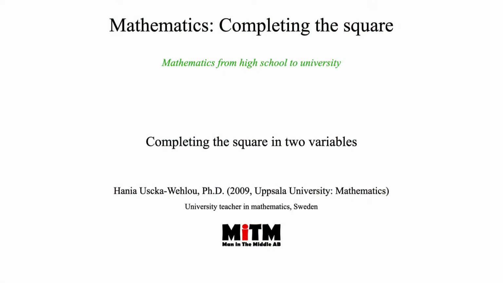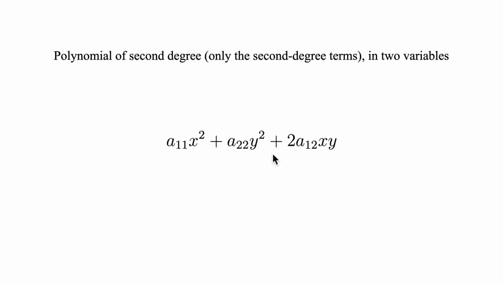Let's start. Completing the square in two variables. So our situation now is as follows. We will consider polynomials of second degree in two variables. So you see I have x and y, two variables, and you see that x is squared and y is squared, and here I have also a second degree term which is a product of our variables x and y.